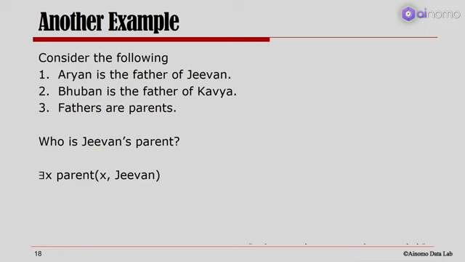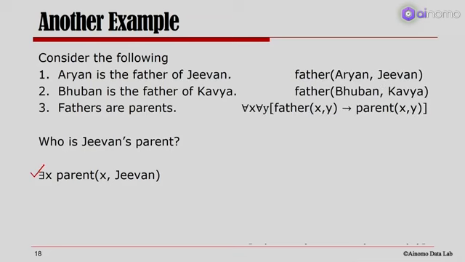In order to ask this question, I will first say there exists an X who is a parent of Jivan, and then I could think of writing the facts of the problem given to me. The first is father Aryan, Jivan. The next is father Bhuvan, Kavya. And then a rule which is saying that for all x, for all y, x is the father of y means x is the parent of y.